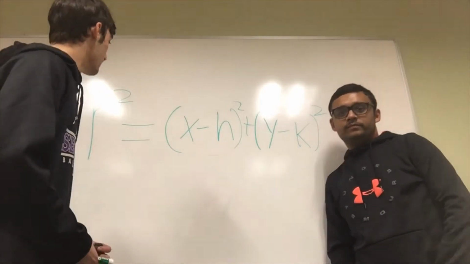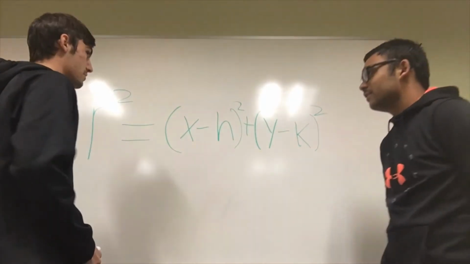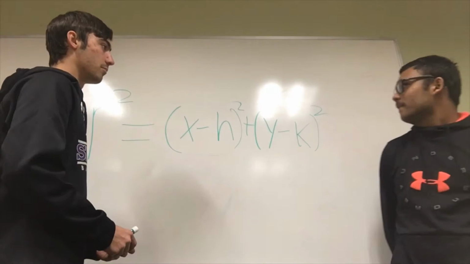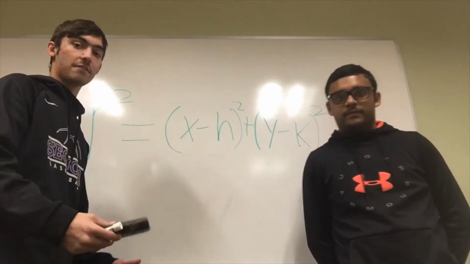Okay, so up here on the board we have the equation of a circle. The equation is r squared equals x minus h squared plus y minus k squared. We will use this equation to graph a circle.